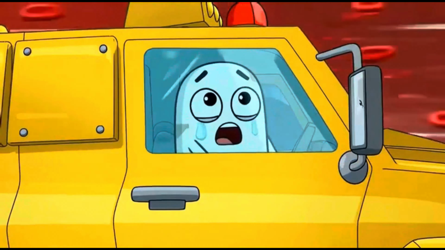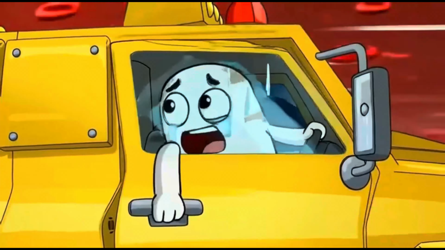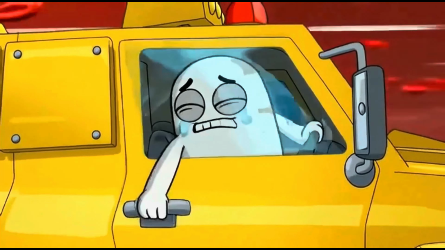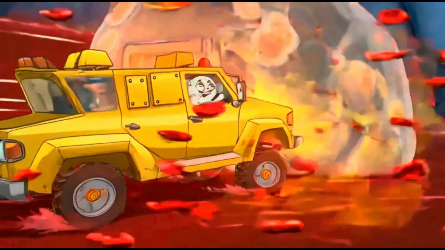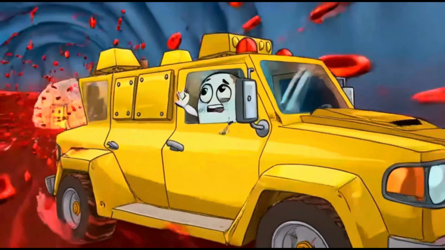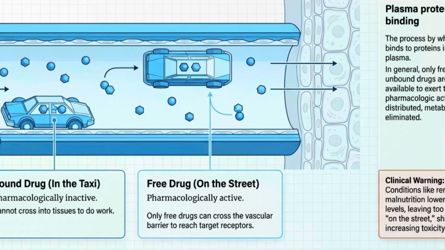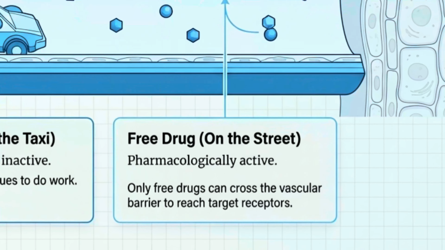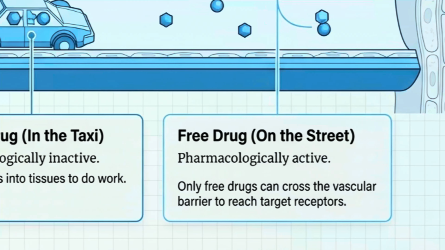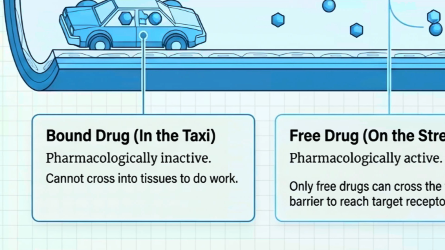If a drug is bound to a protein, it is completely inactive. Because the protein taxi is too large to cross the vascular barrier, the drug is trapped inside the bloodstream. It cannot enter the tissues, and it cannot reach its target receptor. Only the free, unbound drugs walking on the street are pharmacologically active and able to do their job. The bound drugs simply act as a floating reservoir, waiting for their turn to be released.